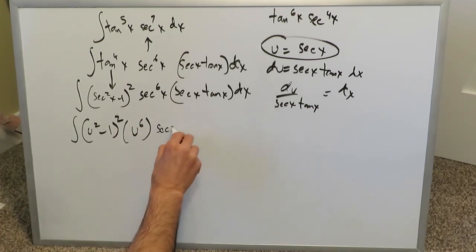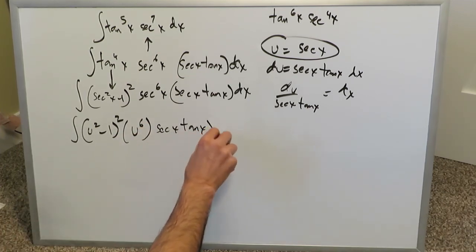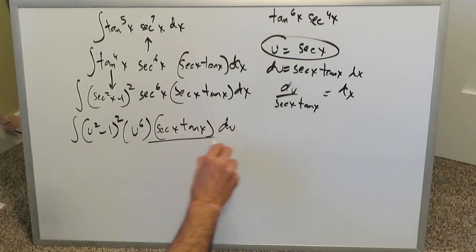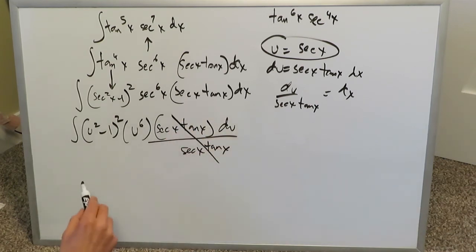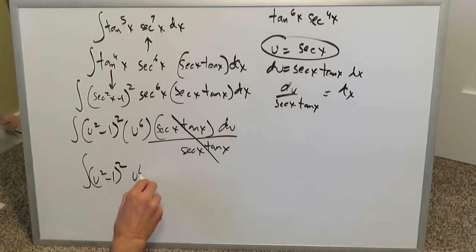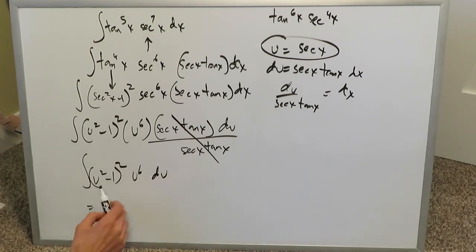I'm not resubstituting anything over here because this is going to cancel out, as you will see. Du over secant x tan x. This cancels out. So essentially what I'm left with is u square minus 1 whole square times u to the 6 du. All I have to do is open this up, multiplied by u to the 6, and I'll have a polynomial expression over here, which will be very easy to integrate.